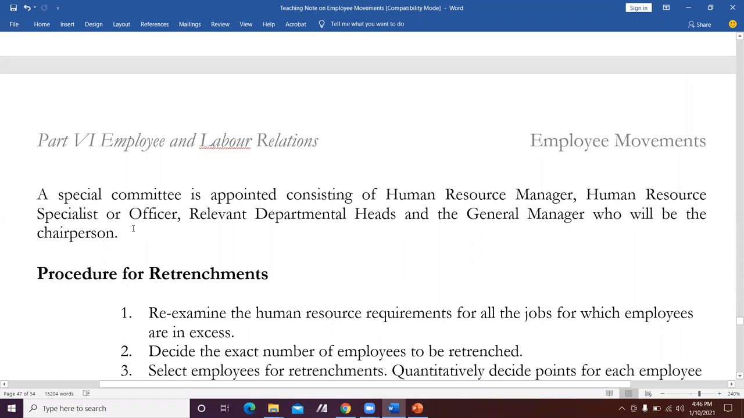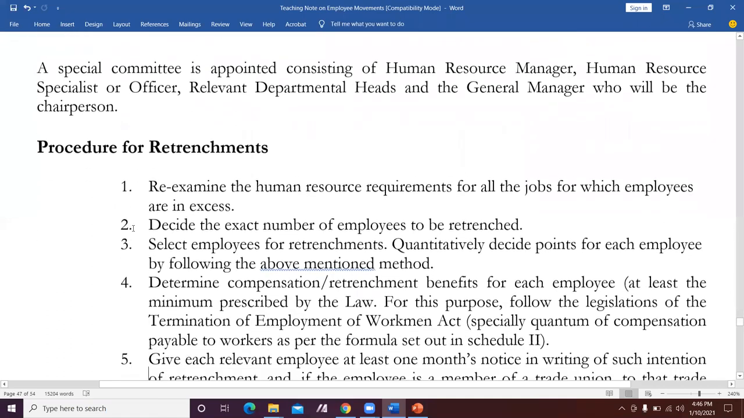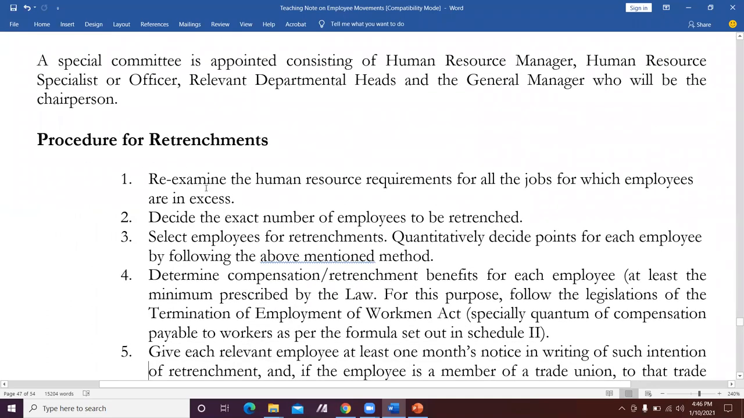And the procedure for retrenchments. What is the first step? Re-examine the human resource requirement for all the jobs in which employees are in excess, then decide the exact number of employees to be retrenched. We have to consider all the factors that have a significant impact on future demand for employees: retirements, resignations, leave of absence, even strategic plans.